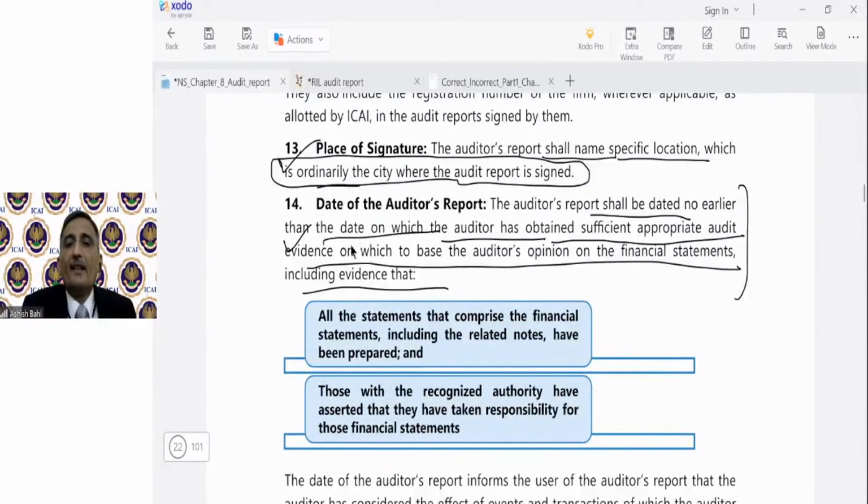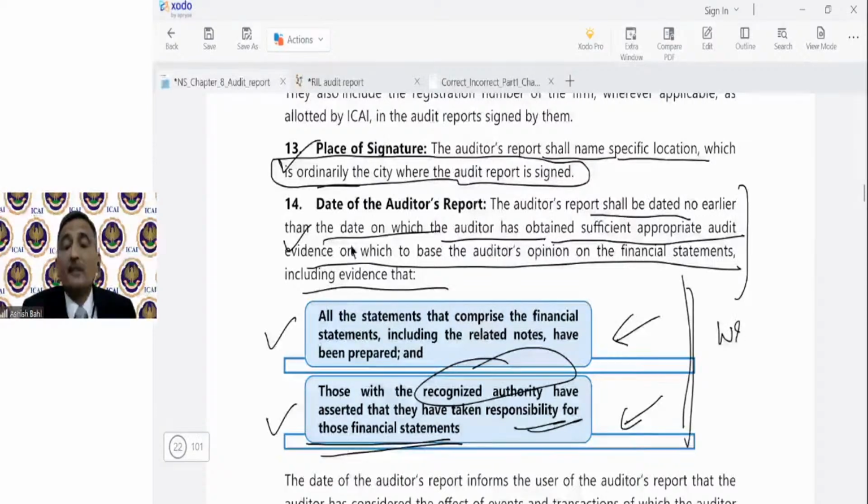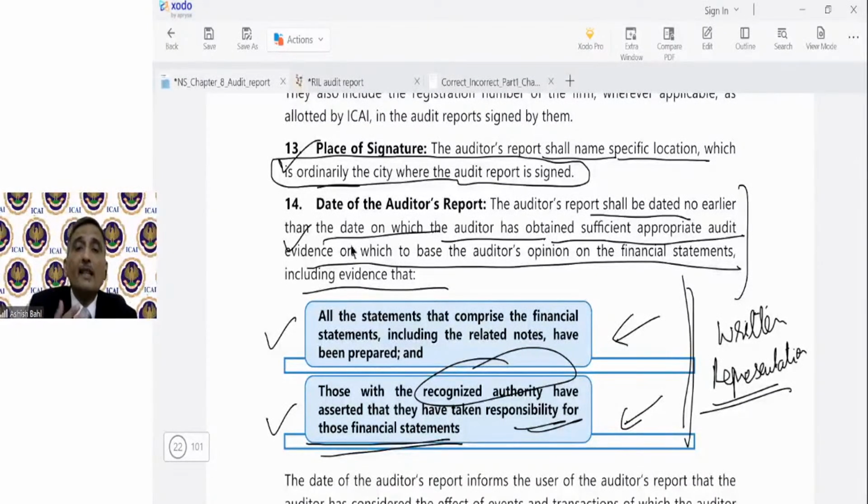Including evidence that all the statements that comprise the financial statements have been prepared and those with recognized authority have asserted that they have taken responsibility. It means that you have to take written representations before the date of the audit report. Remember, students, because by this document, management is saying to you that we have taken responsibility for preparing the financial statements, and this was our responsibility. So they are again confirming to you through written representation, which should obviously be near the date of the audit report, but before the date of the auditor's report.